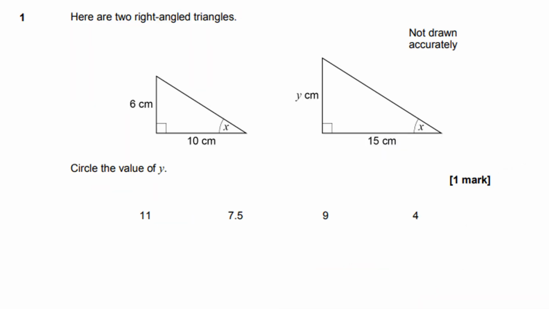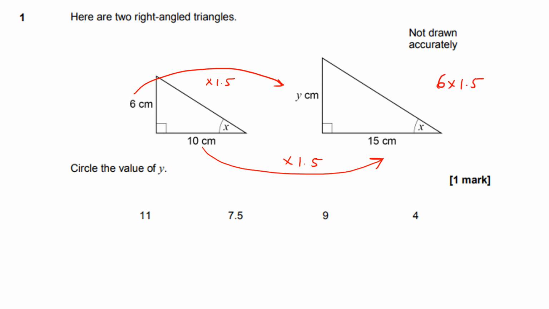Question 1 is a similar shape question from 6 to y and 10 to 15. The question is asking us to find out the value of y. So I know that from 10 to 15, I'm going to have to times 10 by 1.5. That would mean that I'm going to have to do the same scale for this section to find out what y is going to be. So we're doing 6 times 1.5, and that's going to be 9. So this is how I get full marks from this question.